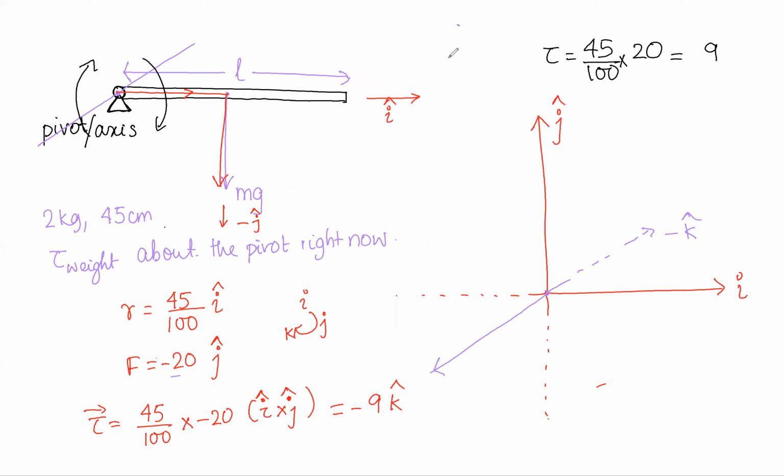So in this case, if you try to place your fingers like this, if you try to do it on the screen, then automatically your thumb is going to point inside the screen, which is also how our torque was going. Our torque was going in the negative k direction, -9, inside. So this is the idea.